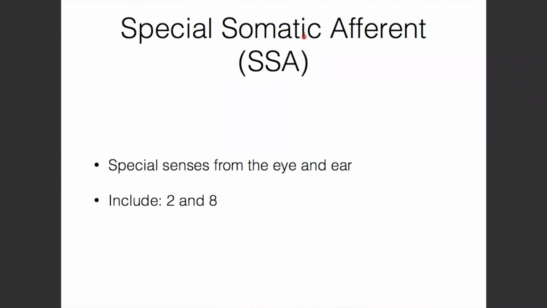بعدها كان في عندنا السوماتيك والفيزرال. قلنا إن السوماتيك هو الear والeye والvisceral هو الmouth والnose. So special somatic afferent يعني special sense that is sensation. So it's afferent from a somatic, which is the eye and the ear. So it includes two nerves, the optic and the vestibulocochlear. So 2 and 8.